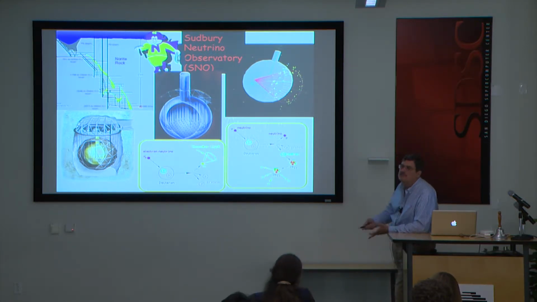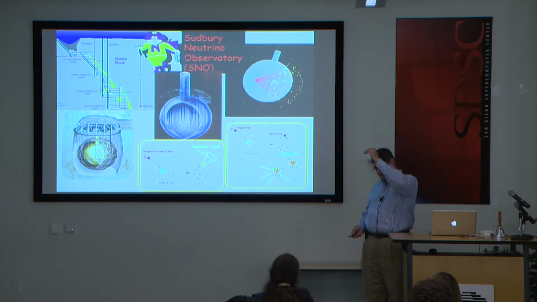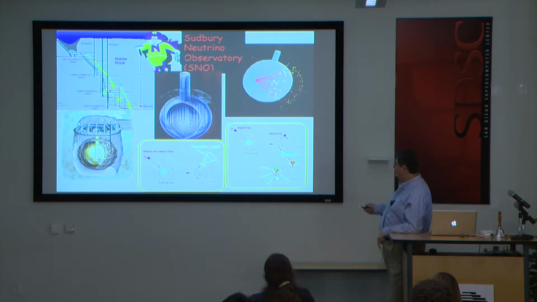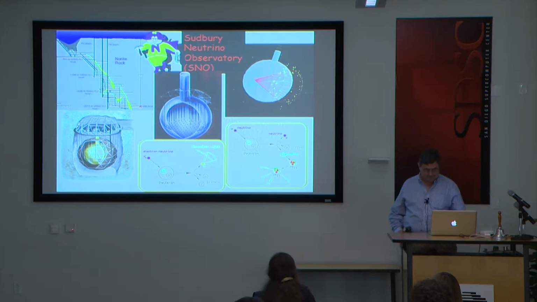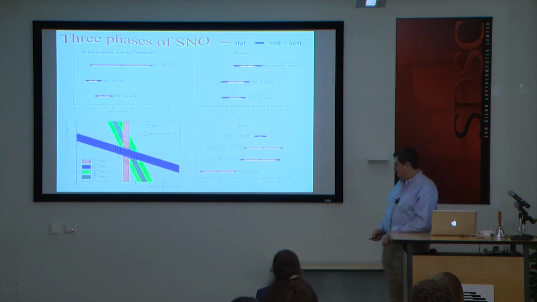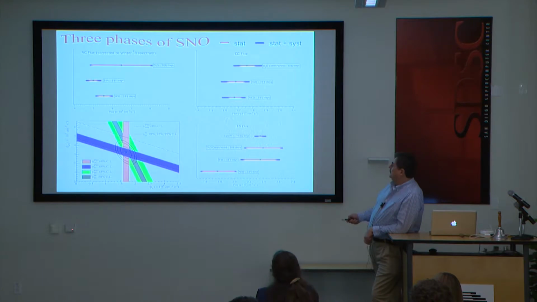Originally, SNO used salt because that's cheap. When you capture a neutron on the chlorine, it excites the chlorine, and then the excited chlorine decays into the ground state by photon emission. So by detecting those photons, you can actually calculate the total cross-section. You can calculate the total flux of all flavors of neutrinos, and this reaction gives you the electron neutrino part.